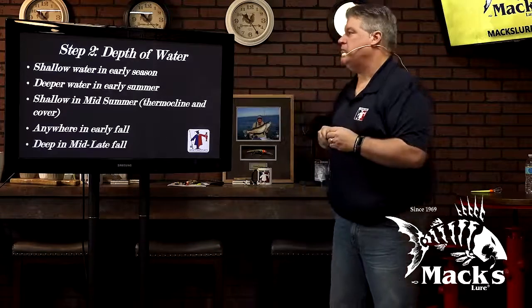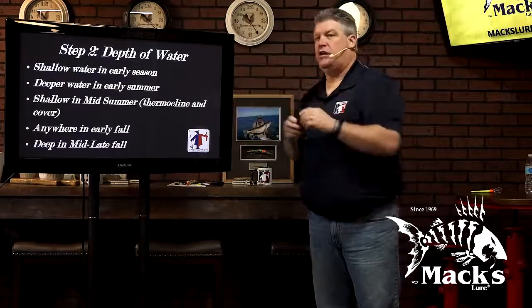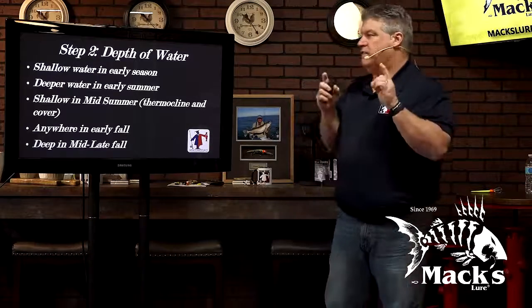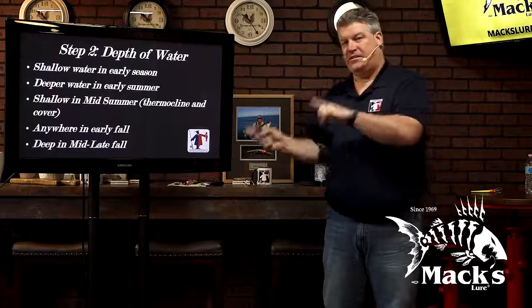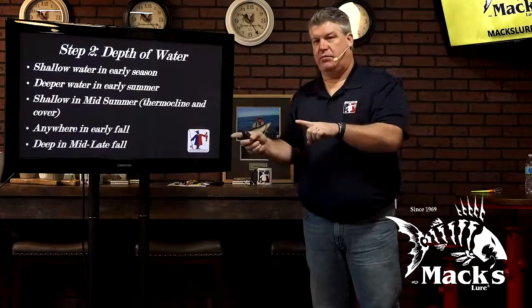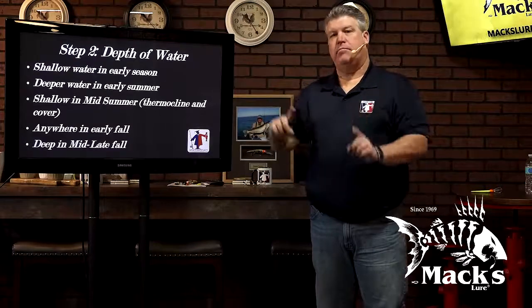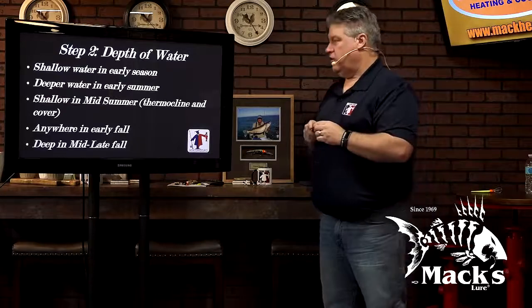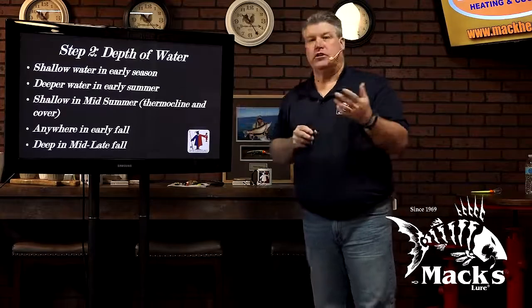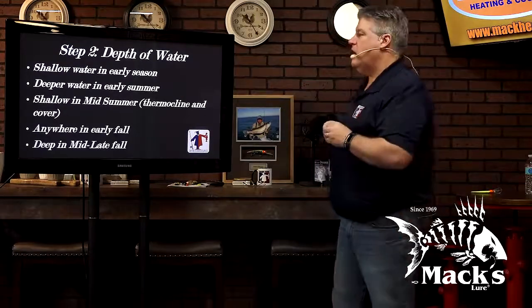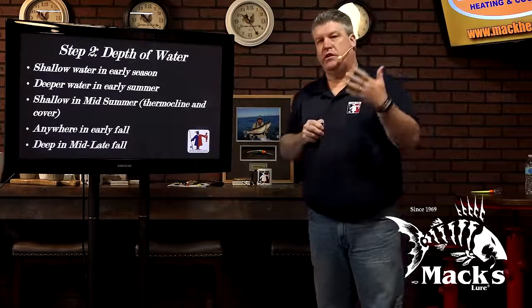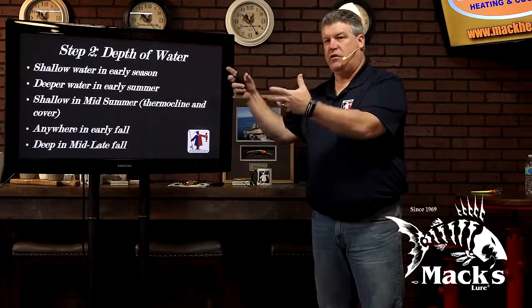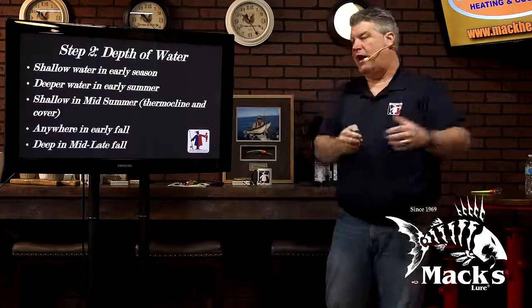That shallow water, top part of the water column or shallow shore water, is the fastest to warm, the fastest to get sunlight, the fastest to get plankton growth, the fastest to get bait fish activity. So game fish are going to be in that shallow water in early season. As we move into early summer, if there are deep water bait fish available, fish will move to a little bit deeper water. The water on the surface is getting a little warmer. Fish wanted to get out of that a little bit.